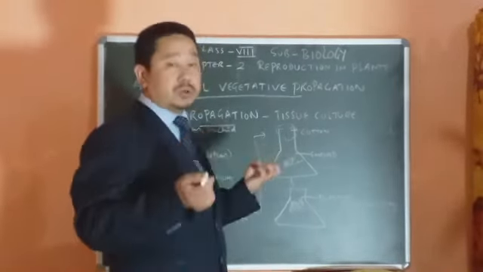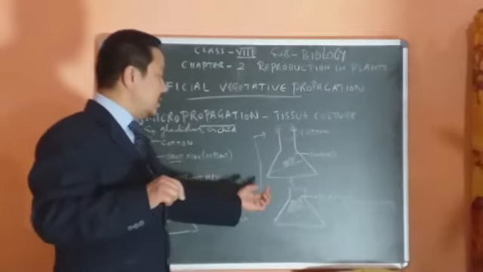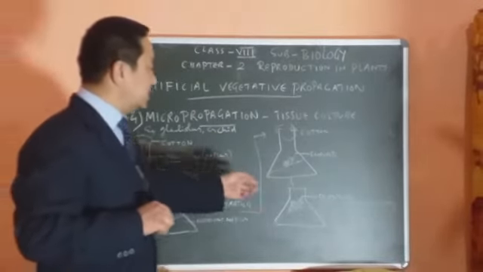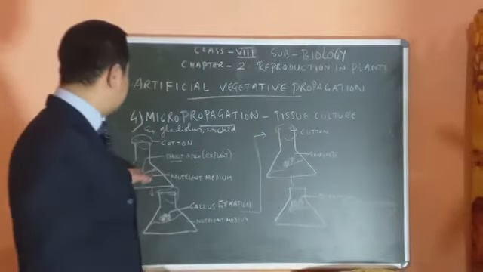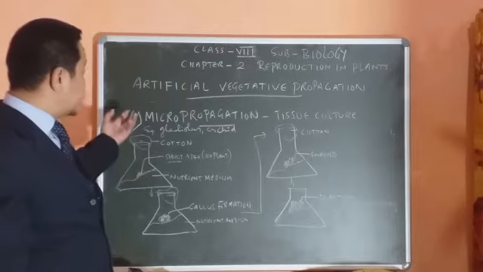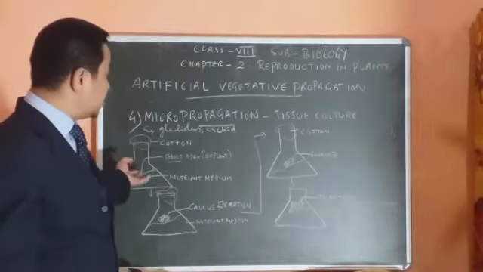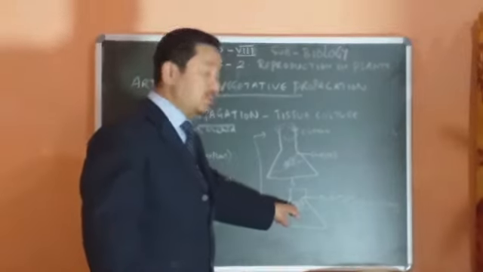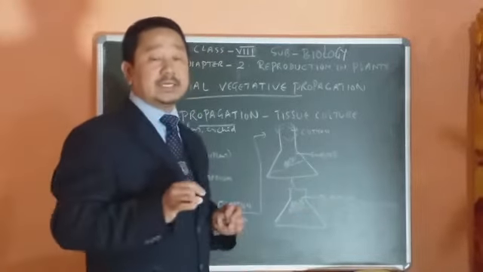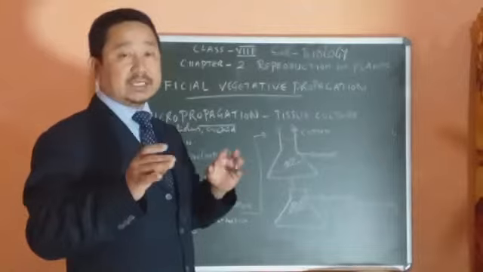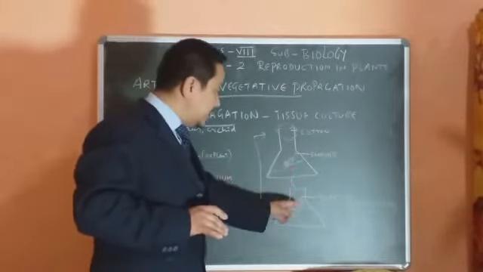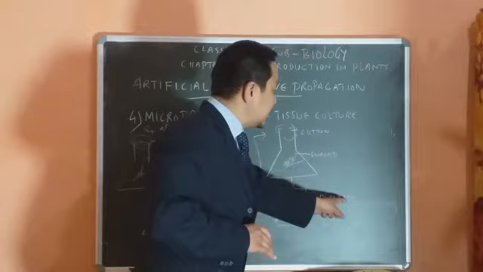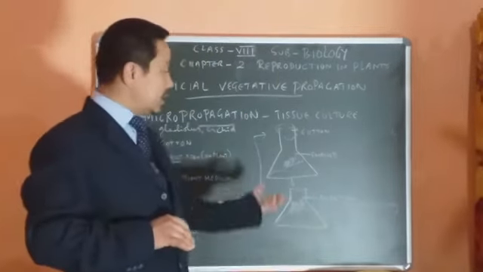Then from the embryoid, in the last stage, several tiny plants are formed. The cells or tissues that were used here ultimately develop into several tiny plants. These several tiny plants which are formed here are called plantlets.